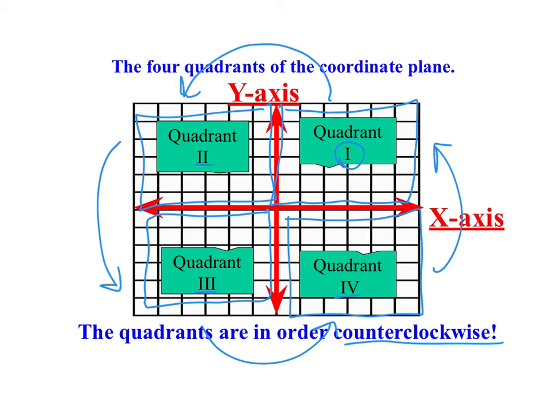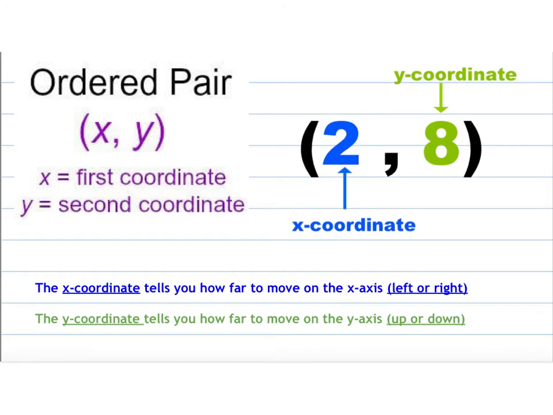So it's very important to know those quadrants and where points fall. Okay, so again, ordered pair. This is how we plot points. The first number goes with the x coordinate, and then the second number, that's the y, and it's always second. So it will always be x, y.